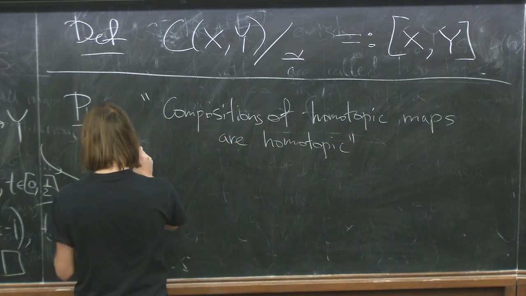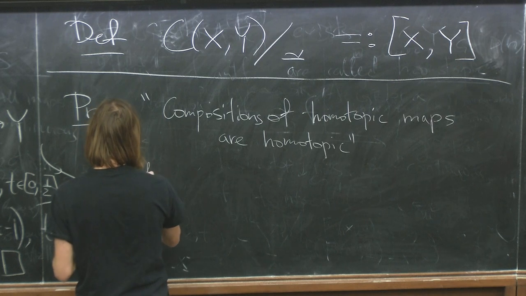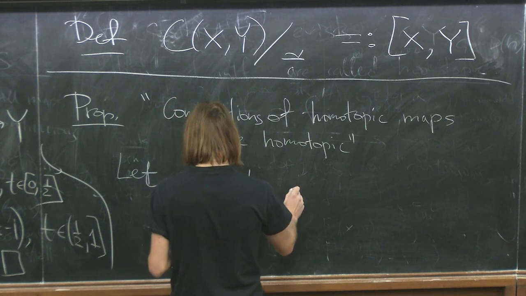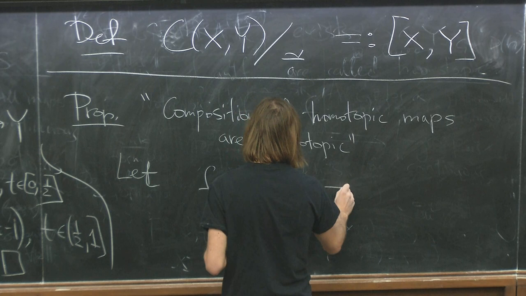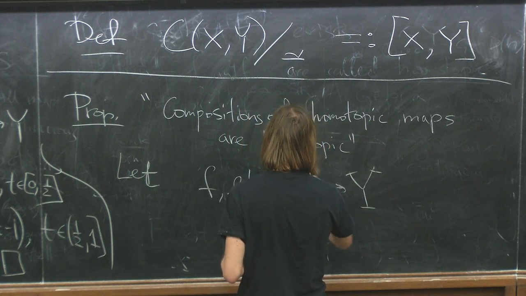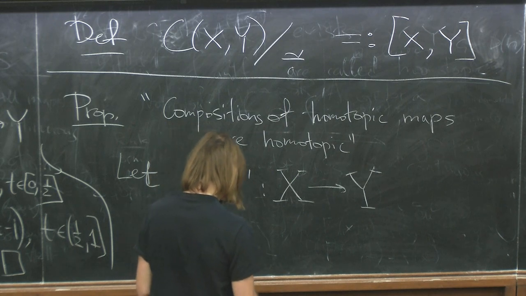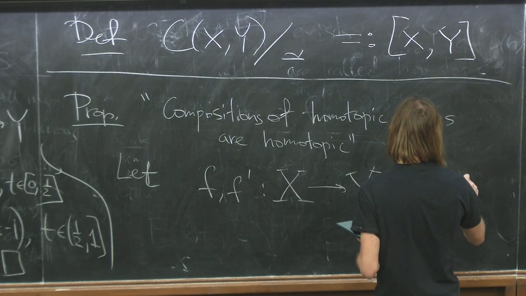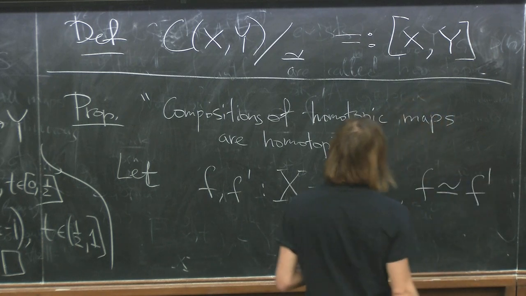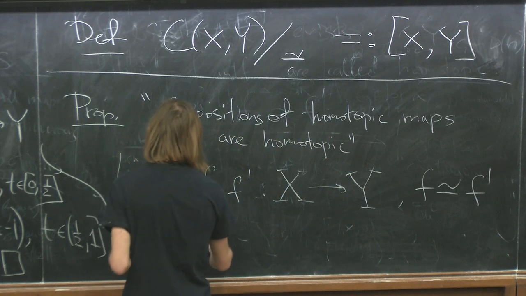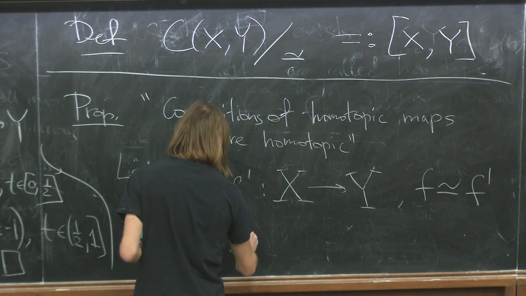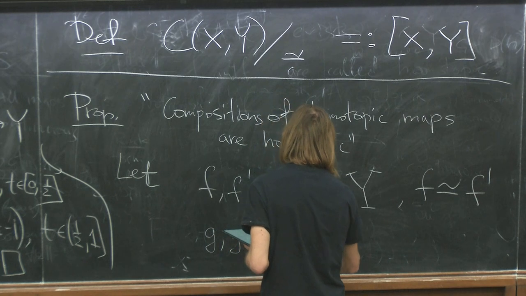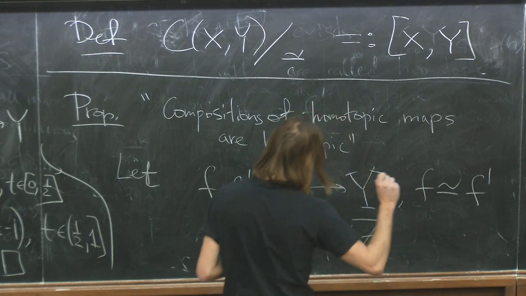So what does this statement mean exactly? Let F and F prime be a pair of maps from X to Y, a pair of topological spaces, so that they are homotopic to each other. And G and G prime will be a pair of homotopic maps from Y to some third space Z.